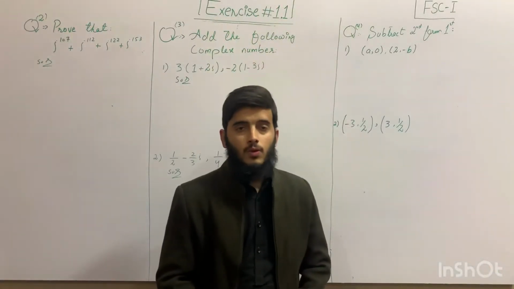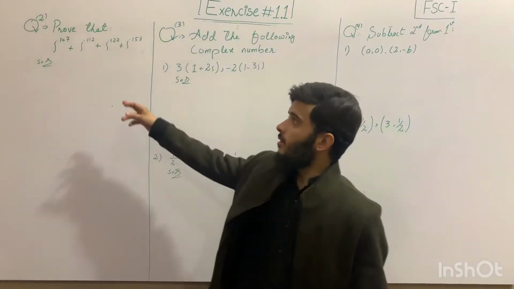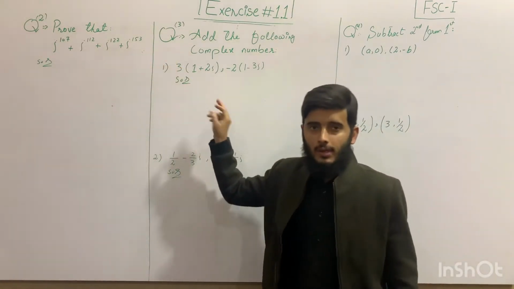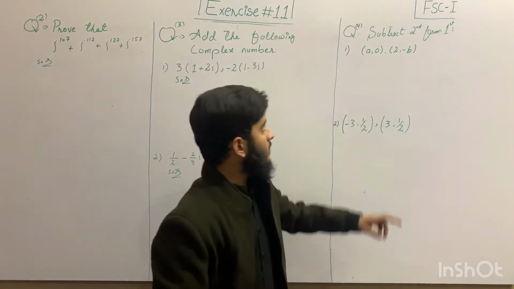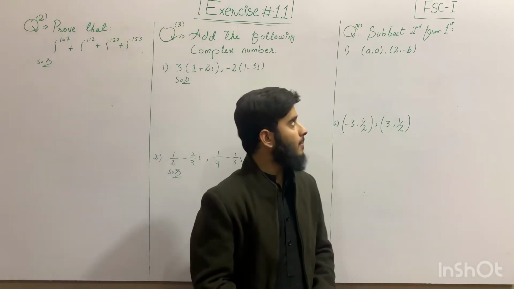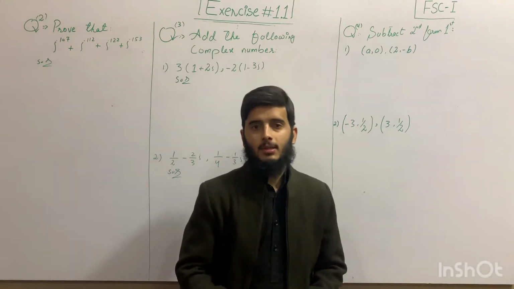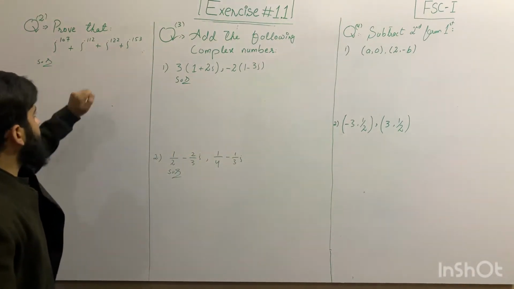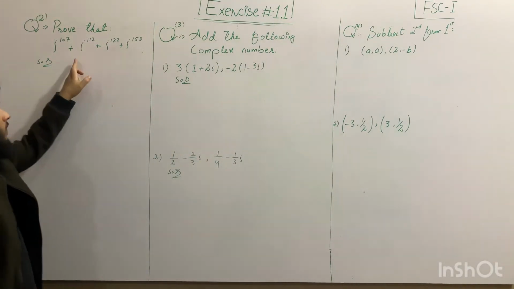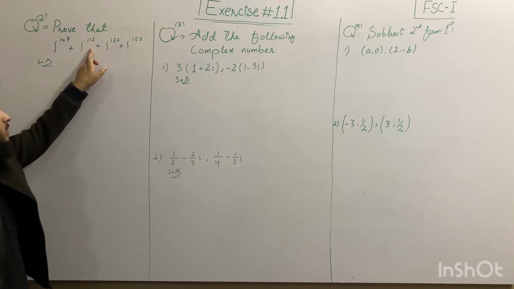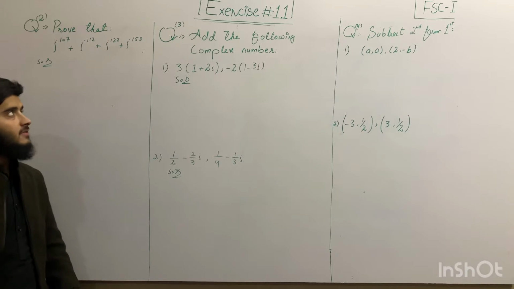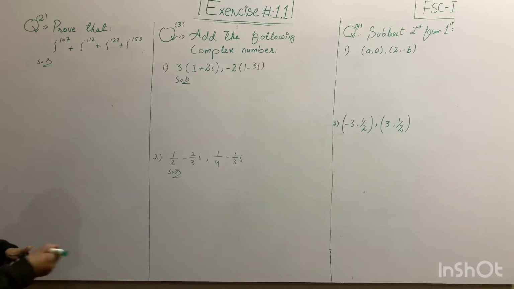Okay, so now we will solve question number 2, that is prove that. And question number 3, add the following complex numbers, while question number 4, subtract the second complex number from the first complex number. So we are going to start with the first one, that is prove that iota power 107 plus iota power 112 plus iota power 122 plus iota power 153. So let me solve this in a short and easy way.